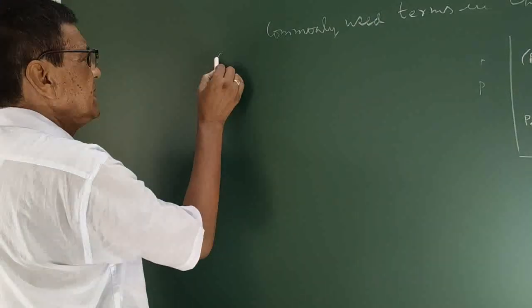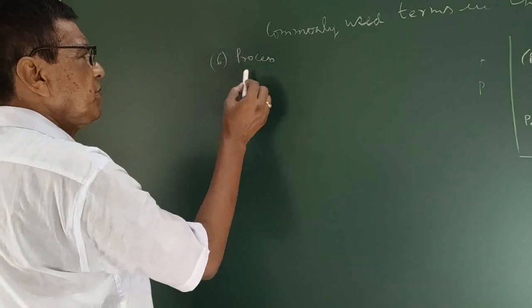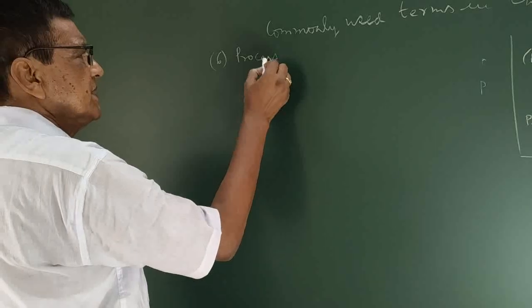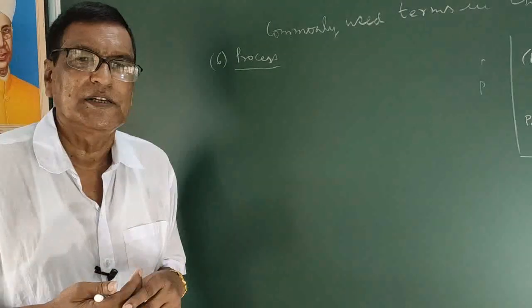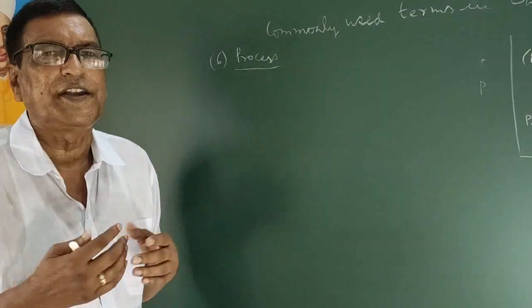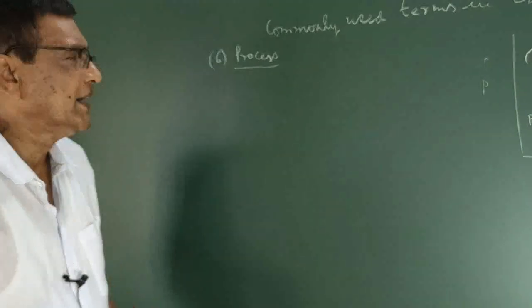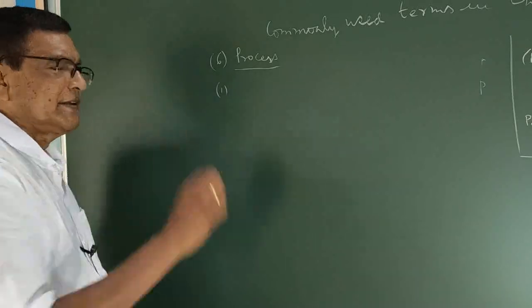And the sixth is the process. Process is very important. Process means the operation by which the system changes its state from the initial state to the final state, and that operation is known as the process. And a process can be of different types.